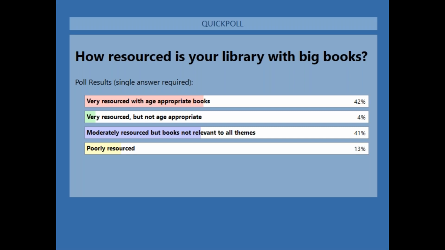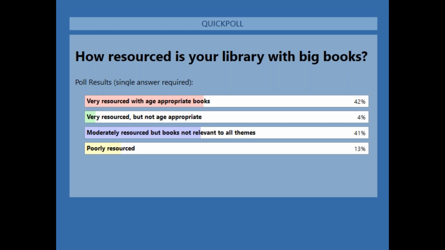42% of you said you are very resourced with age-appropriate books. Fantastic. You actually are very privileged, and I'm so happy to see that you are using those books because it quickly came to the picture that you are really into the reading and you want to use your resources.